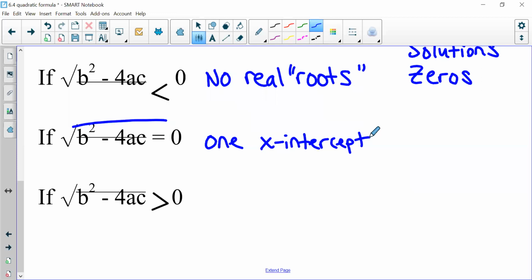So if b squared minus 4ac equals 0, it will have 1 x-intercept. If it's positive, over 0, it has 2. Most of the time, though, in the question, that's how you're just going to make sure your answer makes sense.